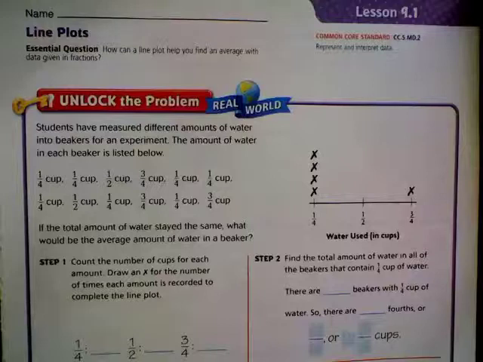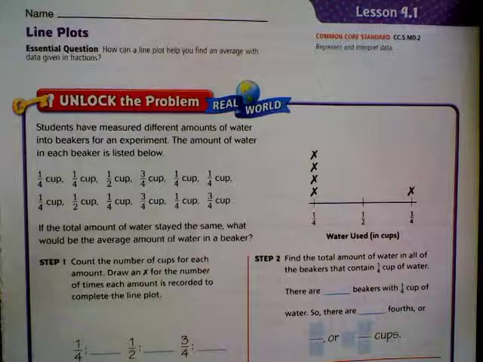This is lesson 9.1, line plots. We can use a line plot to help us find the average with data given in fractions. First example, students measured different amounts of water into beakers for an experiment. The amount of water in each beaker is listed below.